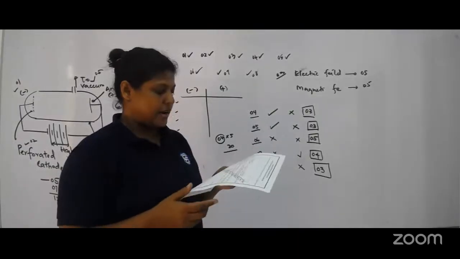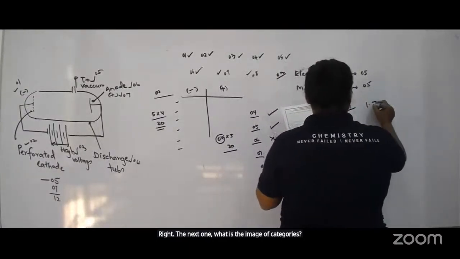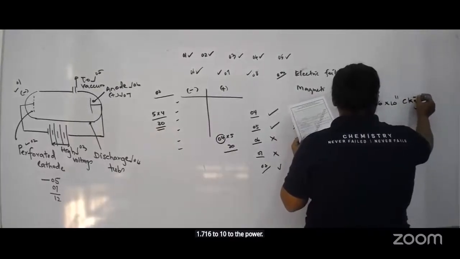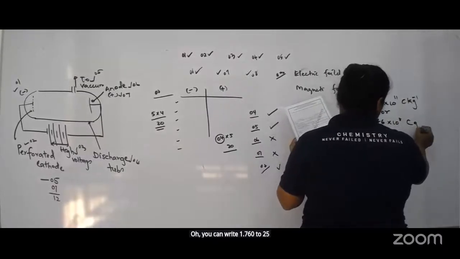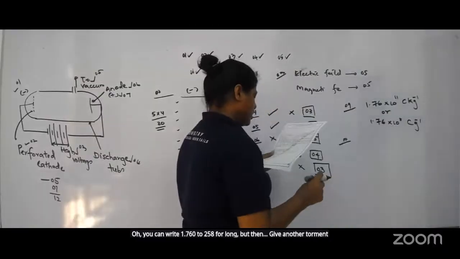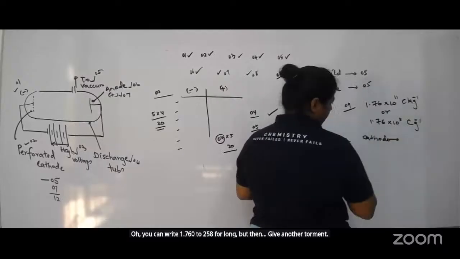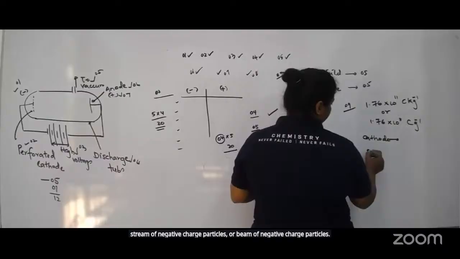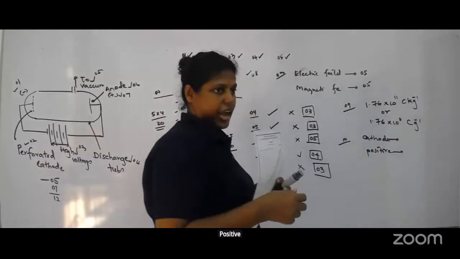Right. The next one: what is the e/m ratio of cathode rays? 1.76 into 10 to the power 11 coulombs per kilogram. Or you can write 1.76 into 10 to the power 8 coulombs per gram. Give another two names for cathode and positive rays. Cathode rays: stream of negatively charged particles, or beam of negatively charged particles. Positive rays: canal rays, anode rays.